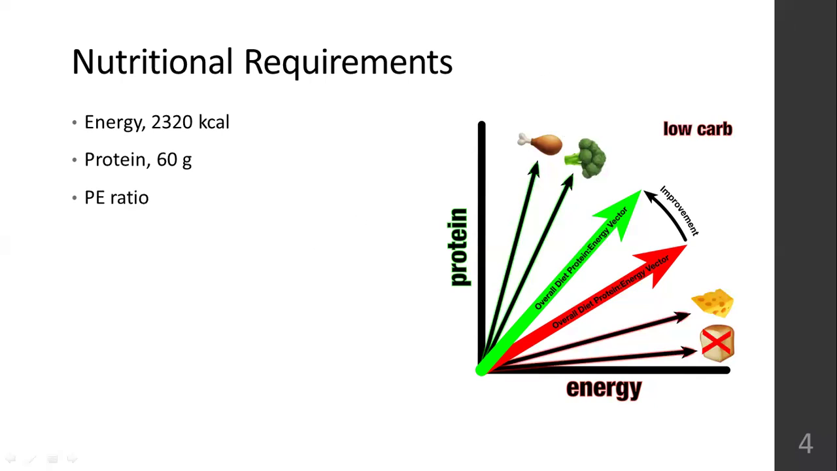Protein energy ratio, you can see here in this graph. For a meal, a source of food, how much protein and how much energy does it give? That is the protein energy ratio. So in this first meal, if you see this chicken piece, it gives you high protein, but it gives you low energy. Chicken does not have carbs.